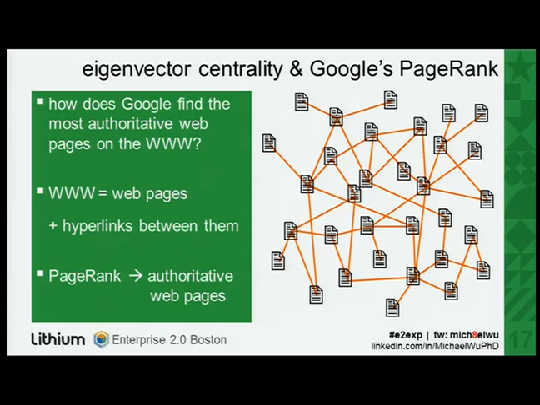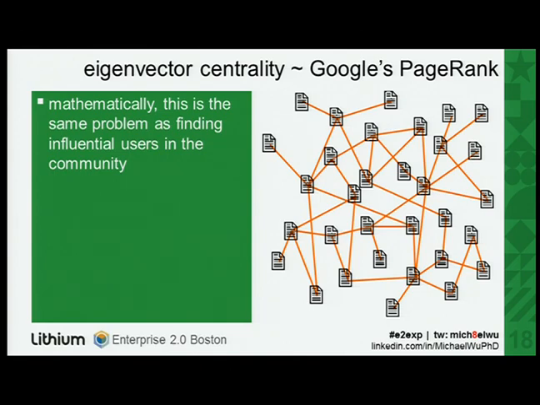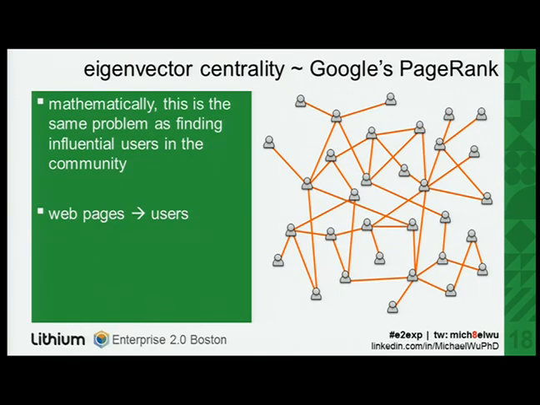If you stare at this problem long enough, you're going to say, well, this is exactly the same problem that we have. Mathematically, it's exactly the same, right? Instead of pages, we have people, we have users. And instead of hyperlinks, we have communication and interaction. So the problem of finding the authoritative web pages is exactly the same as finding influencers in a network.